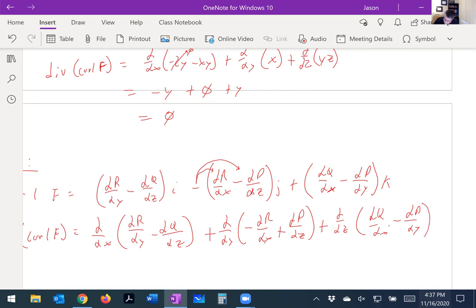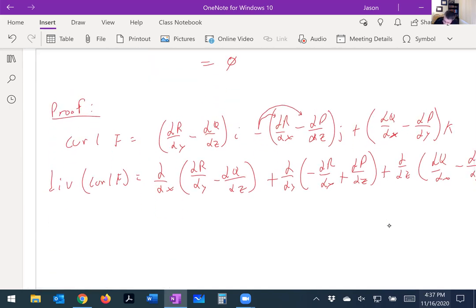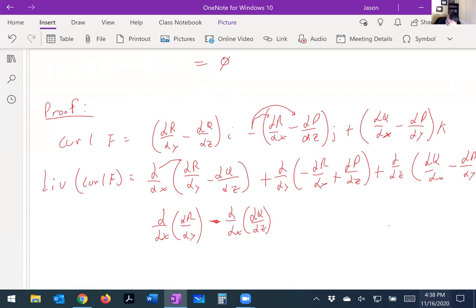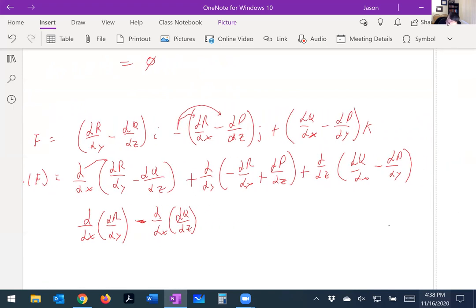Okay, so now I'm going to distribute this thing. Basically what I'm doing is I'm taking the partial with respect to x, partial with respect to r, partial with respect to y. Okay, interesting. Minus partial with respect to x, partial with respect to q, partial with respect to z, partial of q with respect to z. So we're taking partials of partials now.